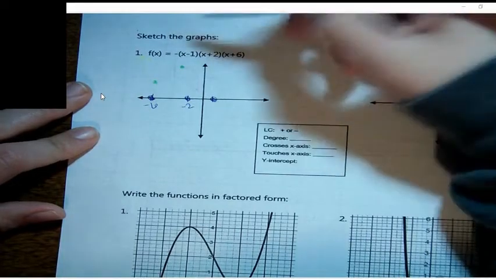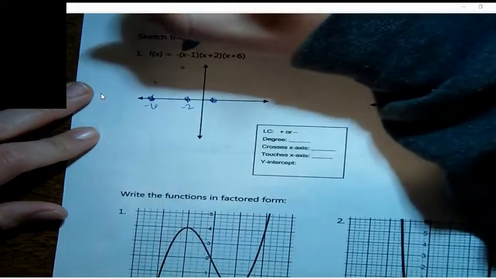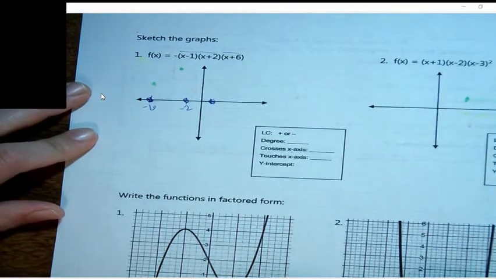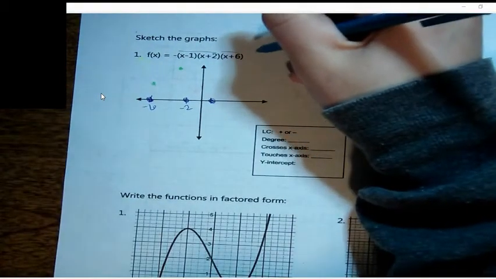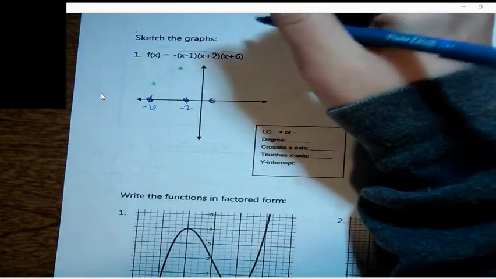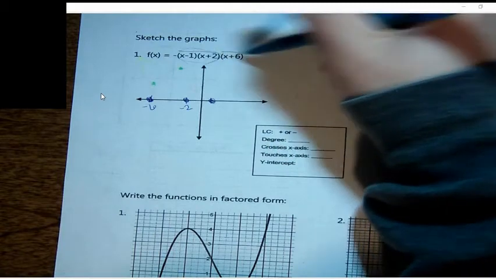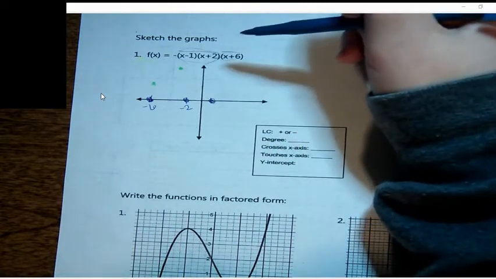Okay, so then, do you guys see how we have 3 terms here? Those 3 terms indicate that we are going to have a cubic function. Okay, if I distribute these two together, I would get a square, and then multiplying this x one more time is going to give me a cubic.